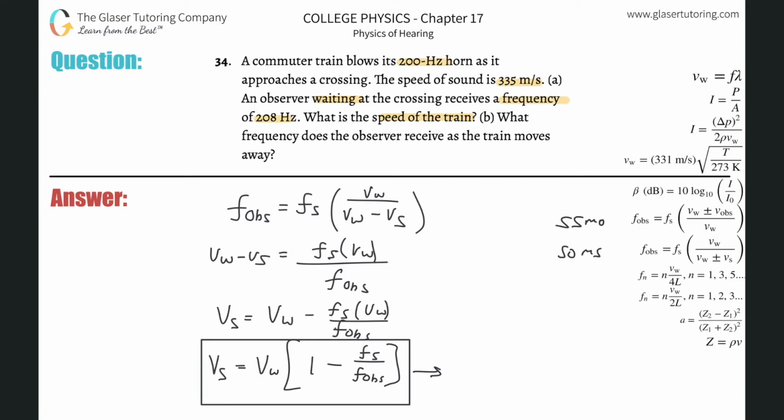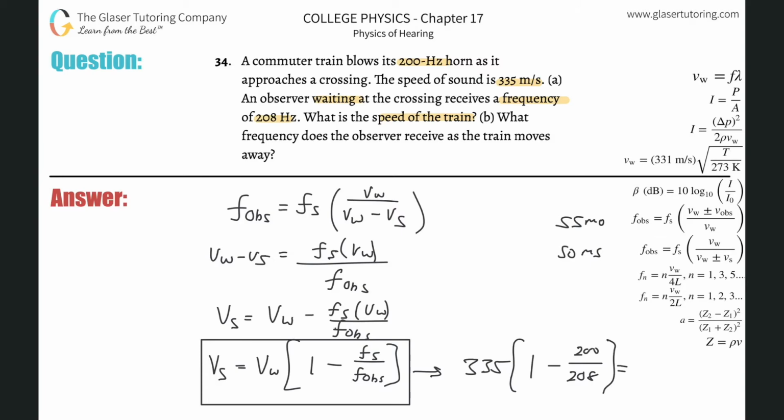So now all we have to do is plug in the values. We have the frequency of the source, we have the velocity of the sound here. What do they tell us? Speed of sound is 335 meters per second, so that's 335, multiplied by 1 minus the frequency of the source. It says the source is 200 hertz, that's the frequency that the horn is producing, so that's 200, divided by the frequency that the observer is experiencing. And the frequency the observer is experiencing is 208 because it's higher, right? The train's moving toward him or her.